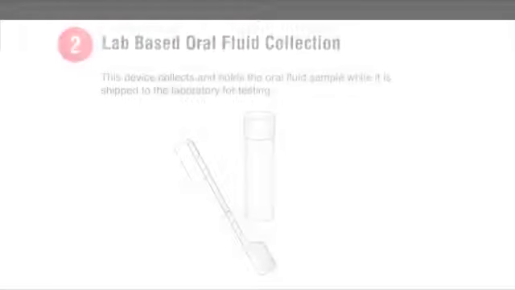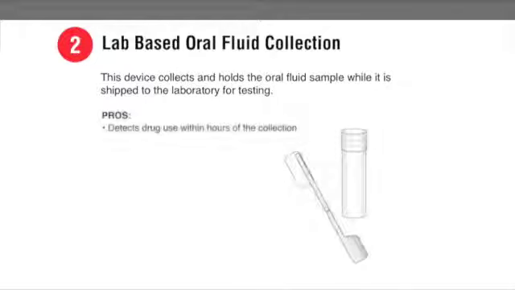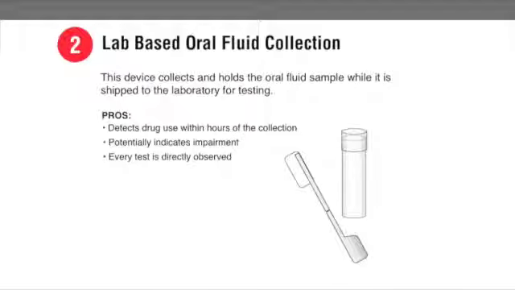For lab-based oral fluid testing, the sample is collected using a swab and is shipped to the laboratory for testing. Many clients use this for post-incident or post-accident, reasonable cause, and random testing. Depending on the positive test cutoff levels, analysis of this sample type may indicate the likelihood of drug use within hours prior to the collection and therefore could potentially indicate the likelihood of impairment during or in proximity to the work shift. Every test is directly observed, so there is less risk of adulteration or substitution. It is less invasive than urine testing.